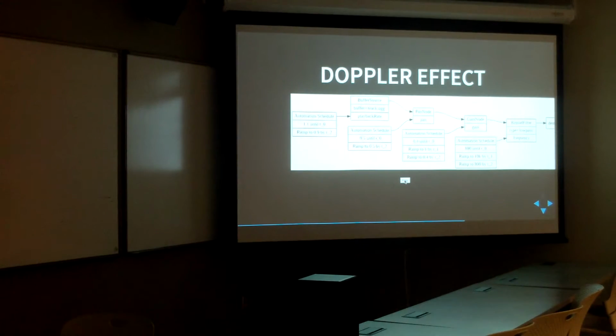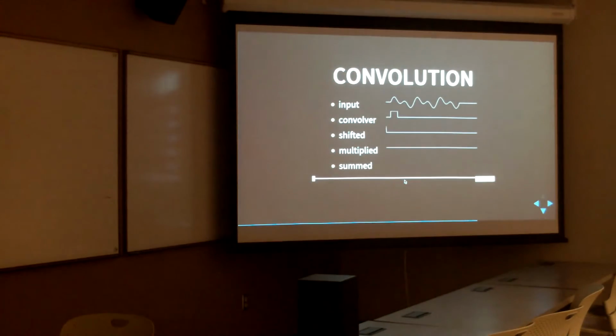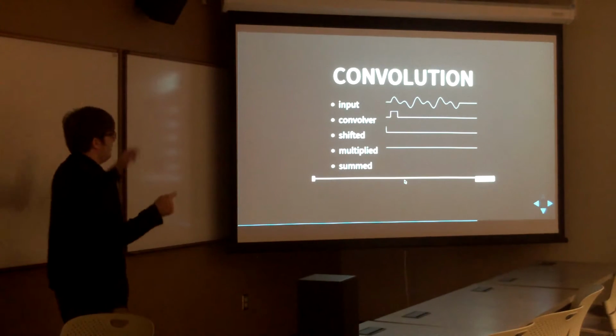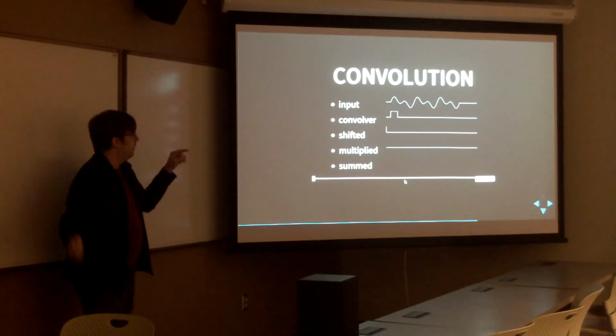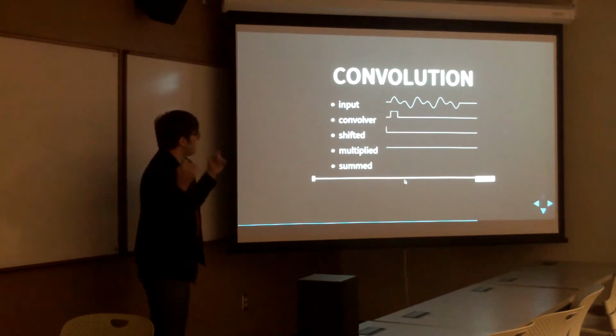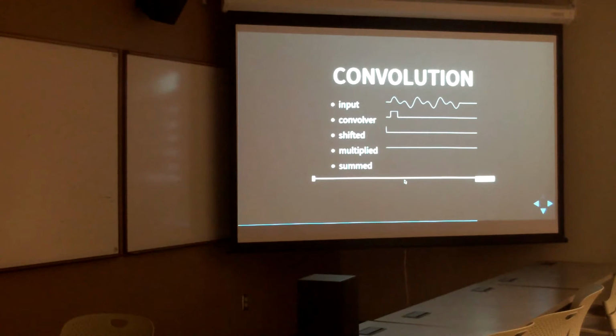So there's that. Another set of filters is like a convolution filter. These are kind of complicated. What you're doing is you have an input signal, like your oscillator, and you have a convolution signal, so it's a way of mixing two signals together. So the output is this summed column.